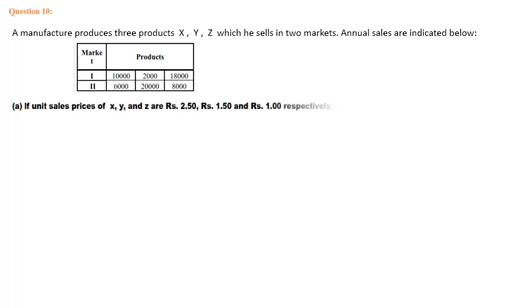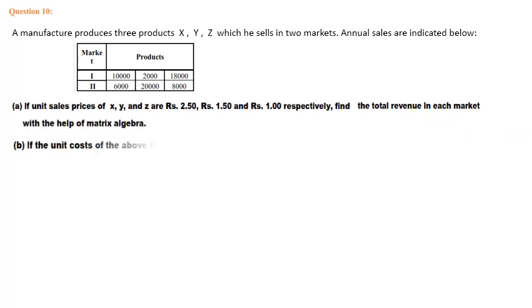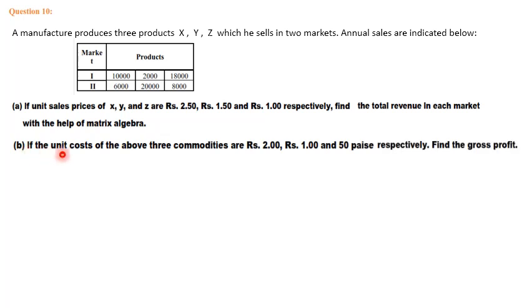Then the next question is, if the unit sale prices of X, Y and Z are rupees 2.50, rupees 1.50 and rupees 1 respectively, find the total revenue in each market with the help of matrix algebra. And in the second question, if the unit costs of the above three commodities are rupees 2, rupees 1 and 50 paisa respectively, find the gross profit. So let us discuss the question once again.